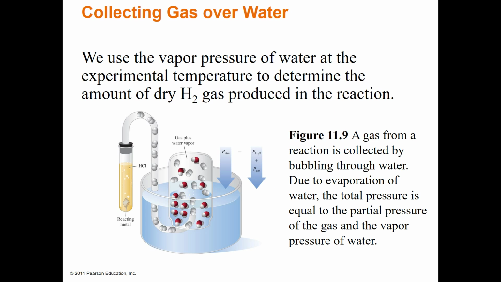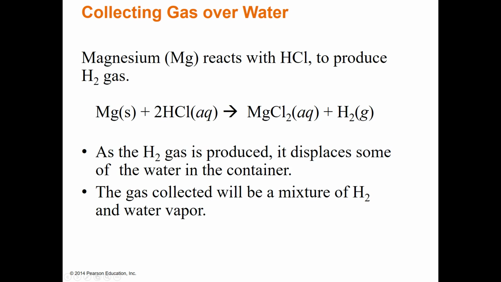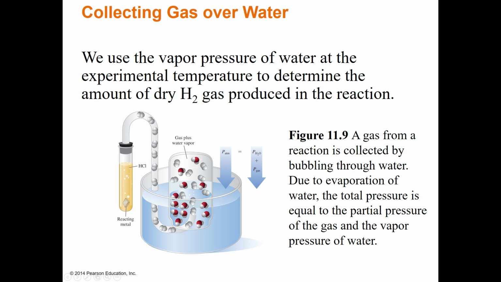As the hydrogen gas is produced, it displaces some of the water in the container. The gas collected will be a mixture of hydrogen and water vapor, because it's coming through water. And this is exactly what our apparatus looks like too, right? A square piece, and then it goes down the tube, and we collect it by the displacement of water. We use the vapor pressure of water at the experimental temperature to determine the amount of dry hydrogen gas produced in the reaction. A gas from a reaction is collected by bubbling through water. Due to evaporation of water, the total pressure is equal to the partial pressure of the gas and the vapor pressure of the water.